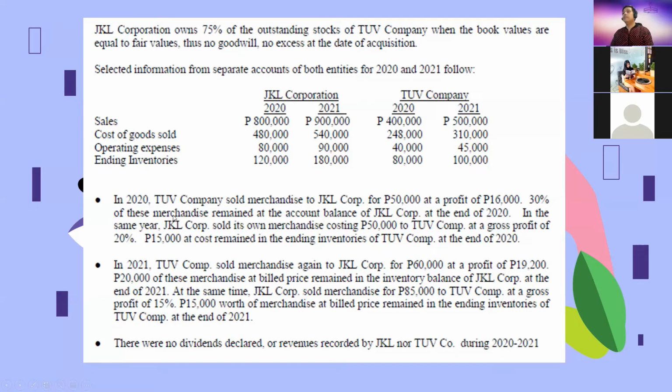In 2020, TUV company sold merchandise to JKL company for 50,000 at a profit of 16,000. 30% of this merchandise remained at the account balance of JKL Corporation at the end of 2020. In the same year, JKL Corporation sold its own merchandise costing 50,000 to TUV Company at a gross profit of 20%. 15,000 at cost remained in the ending inventory of TUV Company at the end of 2020.